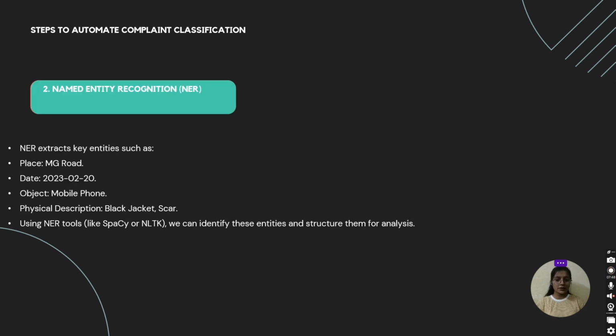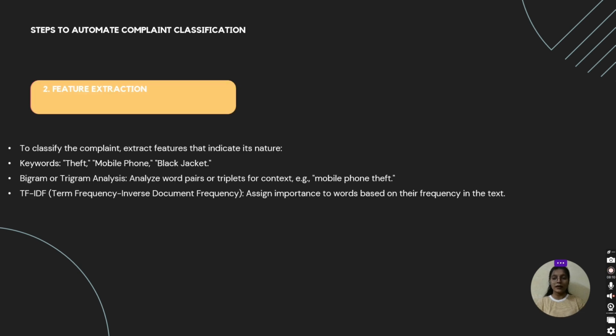Named entity recognition, NER. NER extracts key entities such as place, date, object, physical description. Using NER tools like spaCy or NLTK, we can identify these entities and structure them for analysis. Another step is feature extraction. To classify the complaint, extract features that indicate its nature. Keywords: theft, mobile phone, and black jacket.